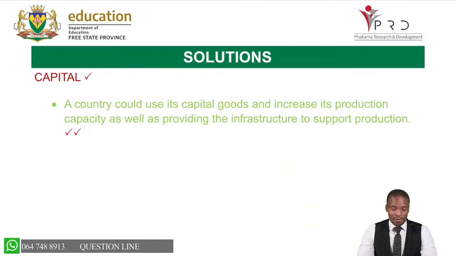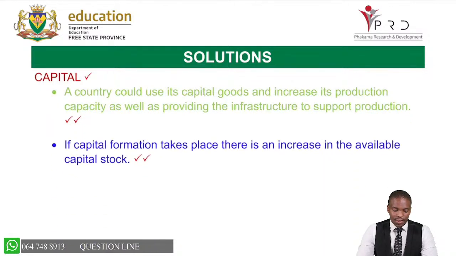Capital as a factor of production: we know that capital goods that come to our country increase the production capacity, as well as providing the infrastructure to support that particular production. Capital formation, here we are talking about investment that should take place and will also increase the capital stock that is available in our country.